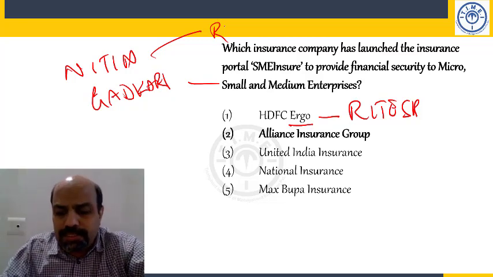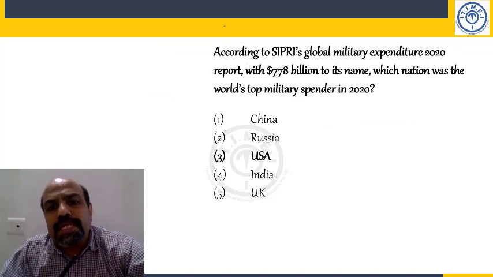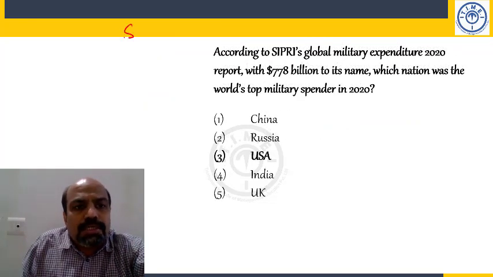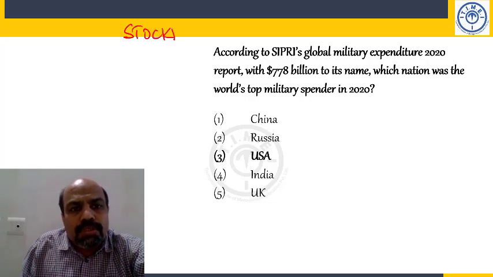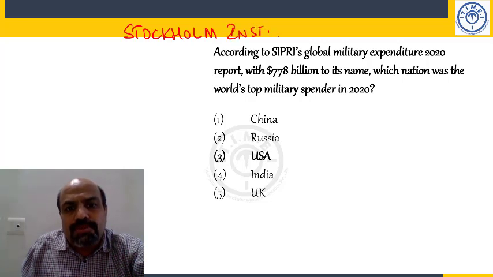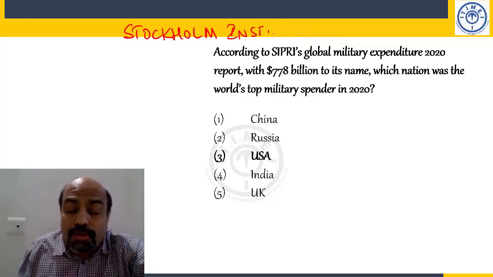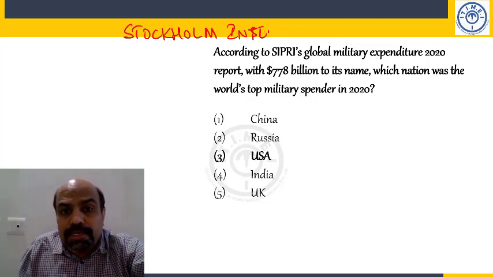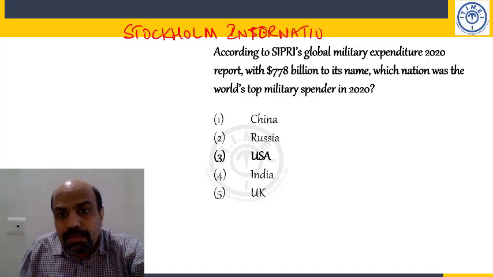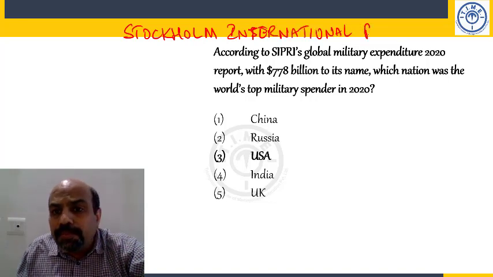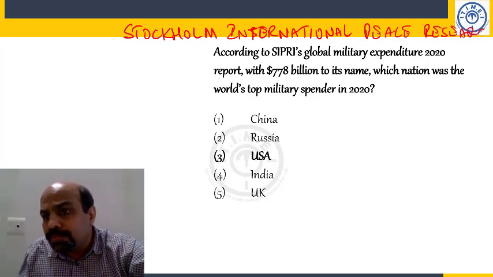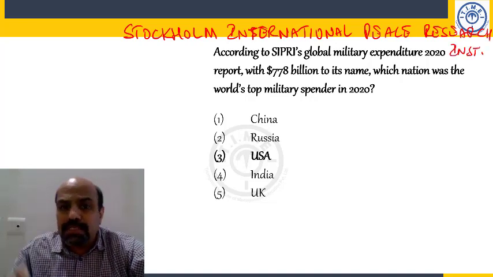Okay, next. According to SIPRI, an organization based in a place called Stockholm. Stockholm is the capital of Sweden. Stockholm International Peace Research Institute.